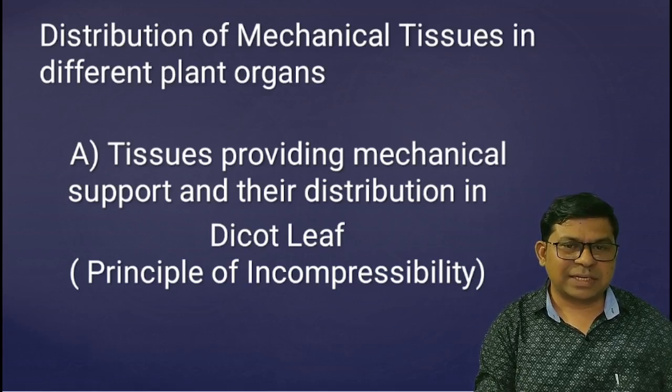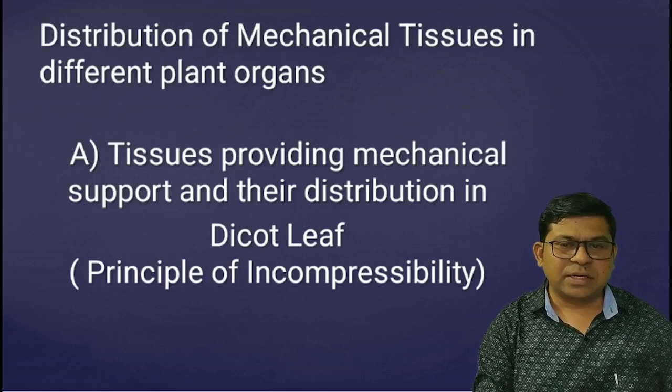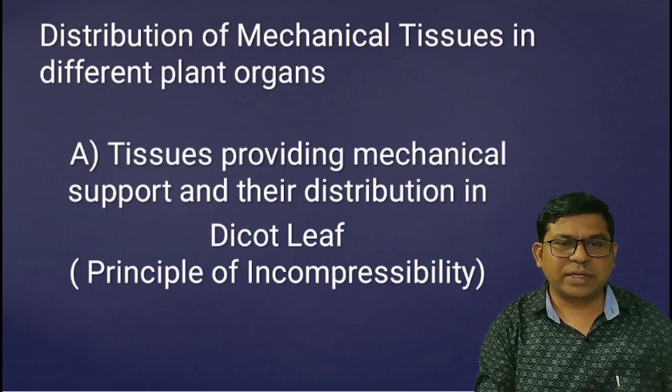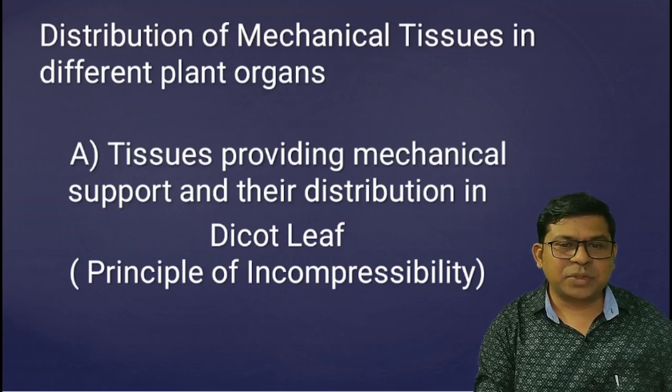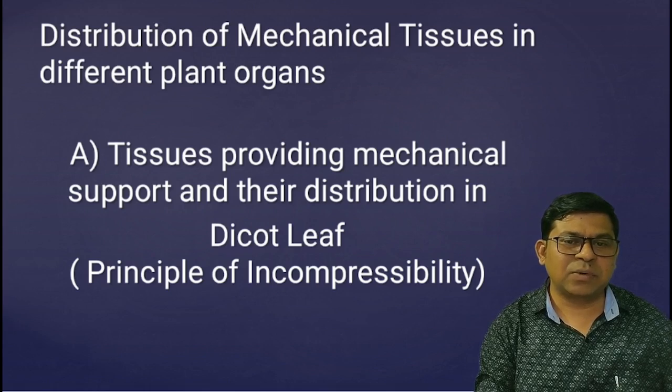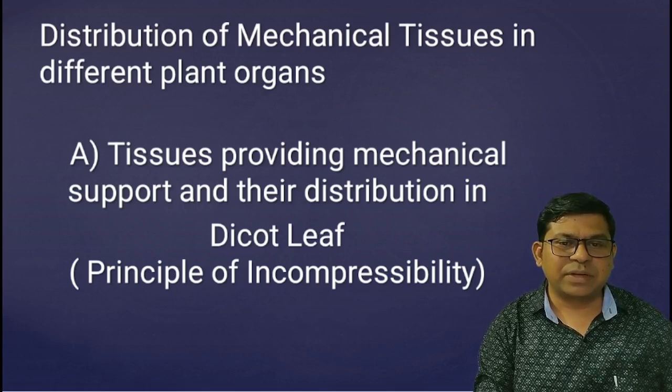Myself Dr. Vilas Thakare. In the earlier video lecture, we studied the tissues providing mechanical support including parenchyma, collenchyma and sclerenchyma. These are all simple permanent tissues, or collectively called ground tissues, which are found in the different parts of the plant body. So in today's lecture we have to study the distribution of mechanical tissues in the different plant organs.